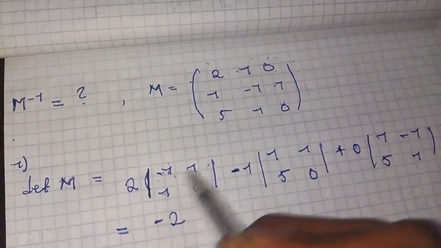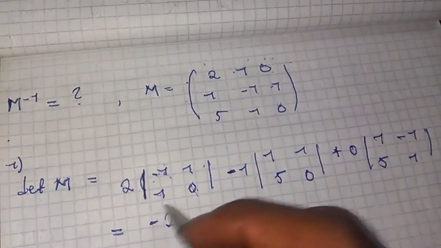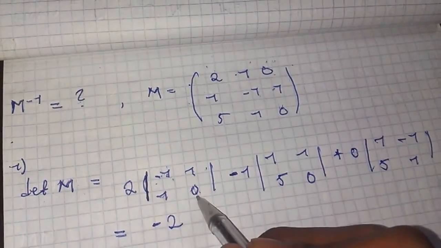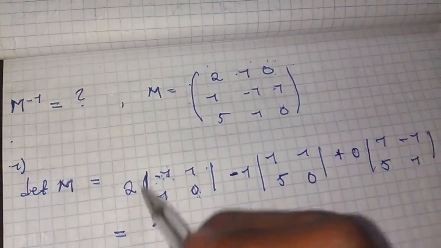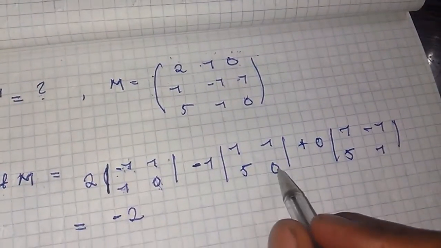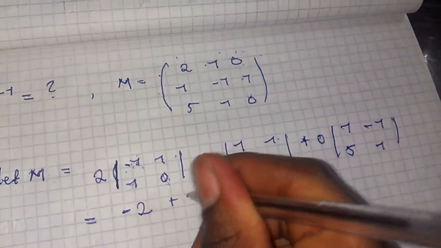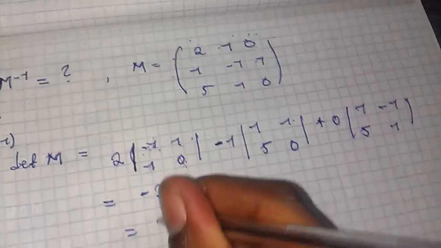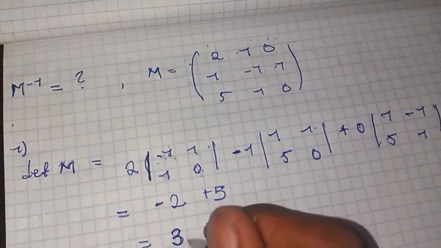This one times this one, minus this one times this one. So it's negative 1 times 0, minus this, which gives us negative 0, positive 5. So the determinant of this matrix is 3. Okay, now I've gotten the determinant.